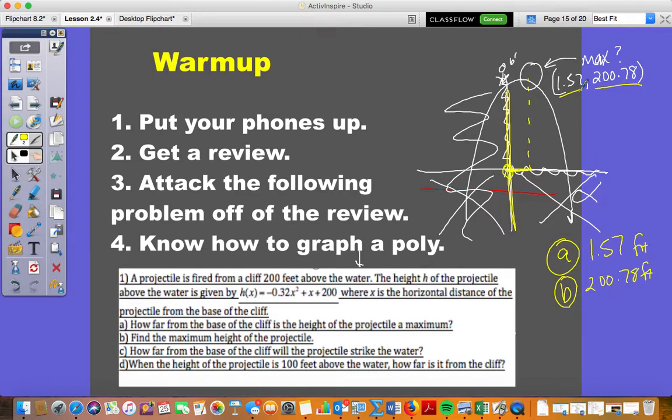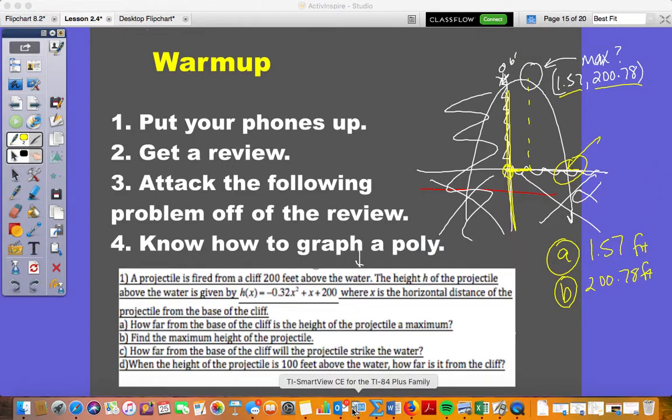Awesome. Let's go through C and D just to make sure we've got this here. On C, it says, how far from the base of the cliff will the projectile strike the water? Someone raise their hand and tell me, what's that really meaning? David? Just find the x-intercept. Bingo. Where it hits the water would be there. Cool? So 0 or x-intercept is what we're looking for. Do I care about the one back here? Not for this problem because of how the word problem's working out.